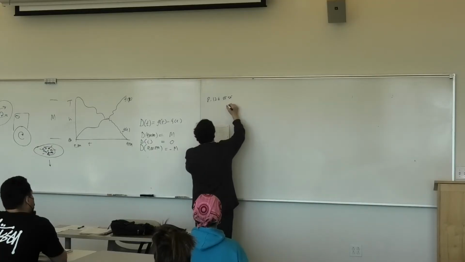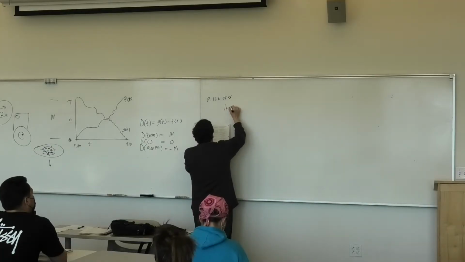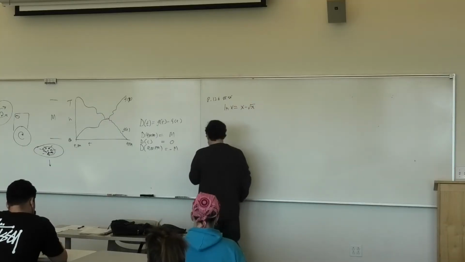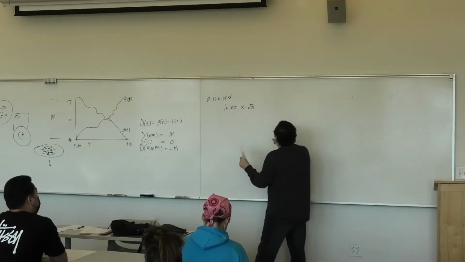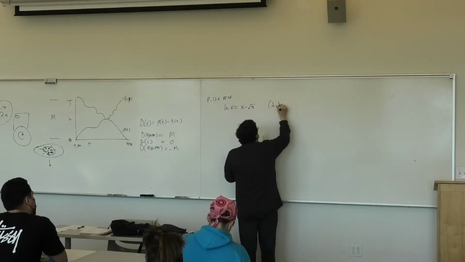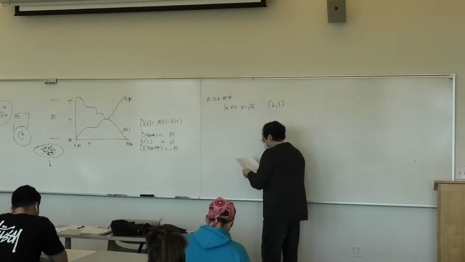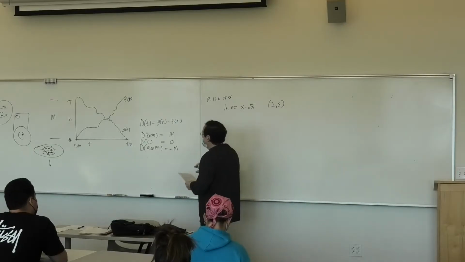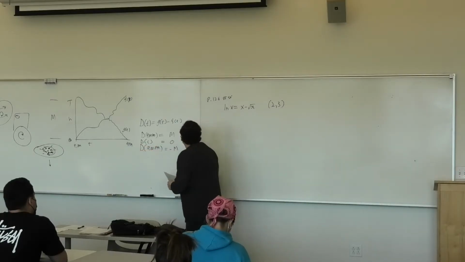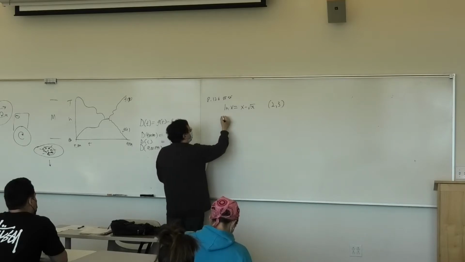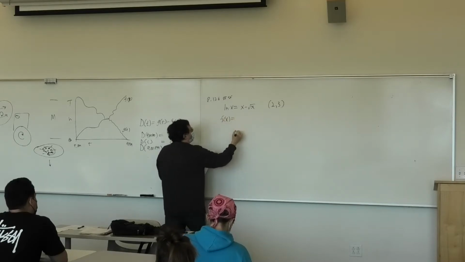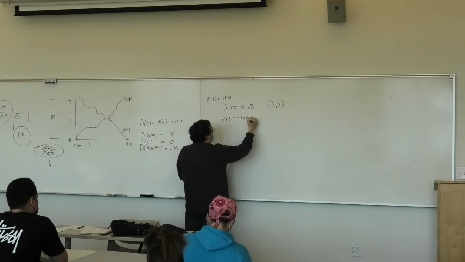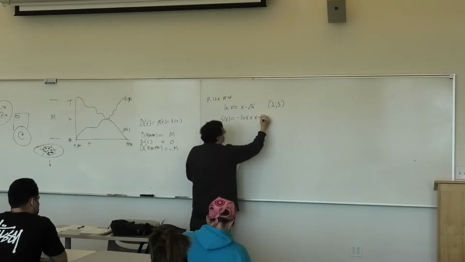So this is ln of x equals x minus square root of x in the interval [2, 3]. All right, I think we're going to use exactly the same strategy here. We're going to create a function, call it f of x, and it's equal to negative log of x plus x minus square root of x.